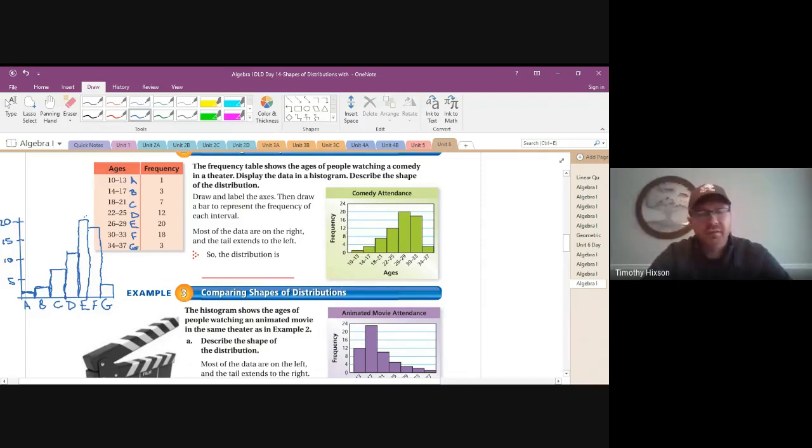But you'll notice here, even with this rough sketch, that the majority of our data is over here on the right. In fact, if we were to sketch the curve here, notice we have it rising quite high on the right-hand side, and we've got this tail to the left. So that means our mean is going to be skewed to the left. So this distribution we would say is skewed left. Okay.